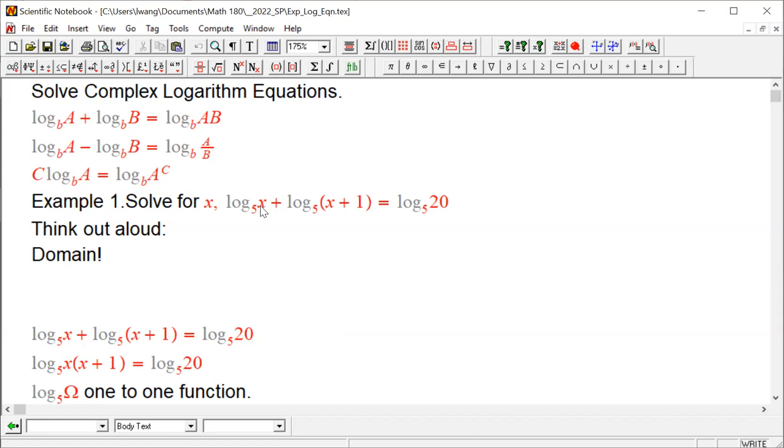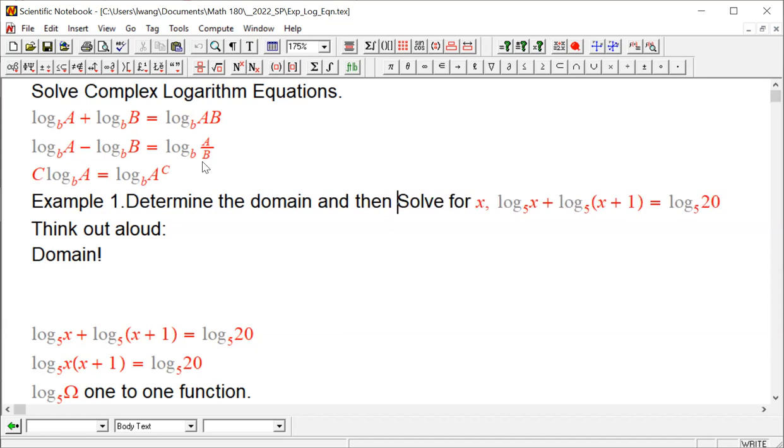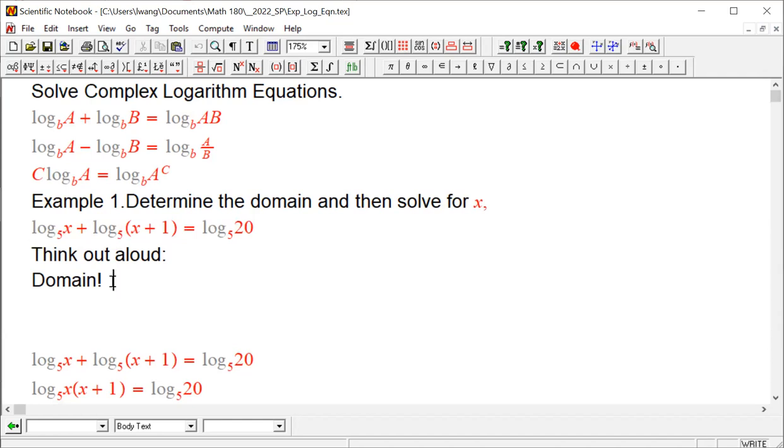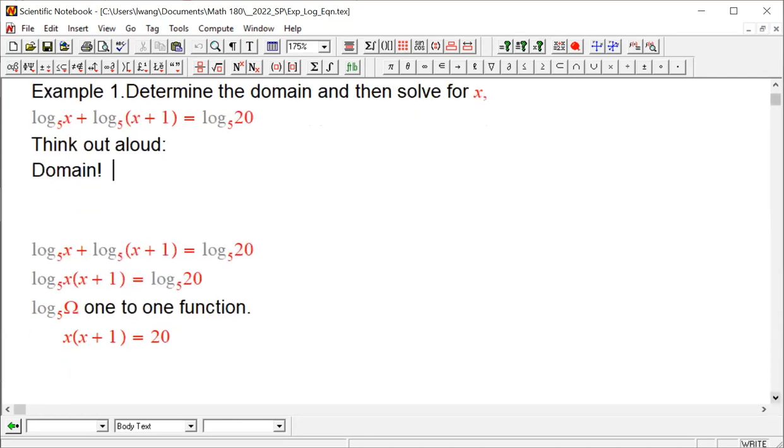As you see in the homework session, we ask you to determine the domain and then solve for x. So that's the title. For this reason, we're going to determine the domain. For this function, we have to guarantee that x is larger than 0. And for the other function, x plus 1, we have to guarantee that x plus 1 must be greater than 0.